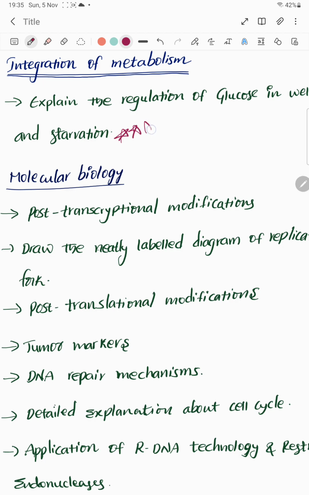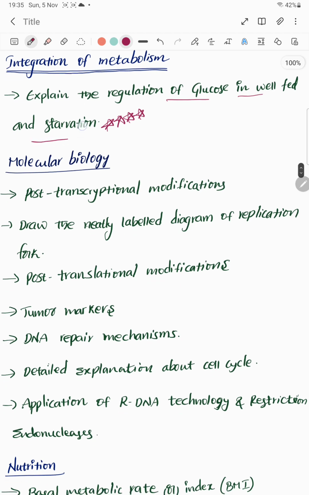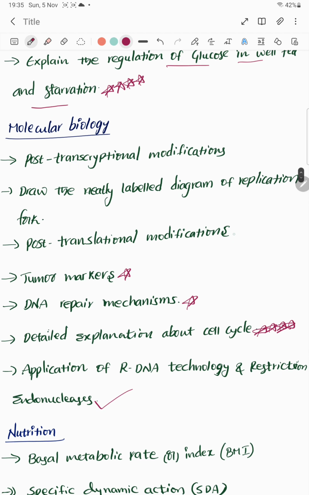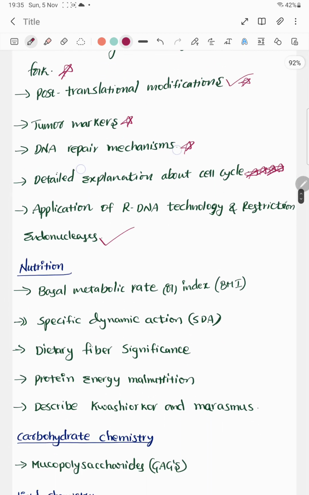Put ten star marks over here because it's very important. Explain the regulation of glucose in the well-fed and starvation states. Molecular biology: all these questions are very important, mostly star mark questions. Tumor markers, DNA repair mechanisms, and cell cycle, put five star marks, very important. RNA technology, just tick mark. Post translational modifications, tick important, very important, so star mark. Replication fork, star mark. Post transcriptional modifications are also very important, star mark.